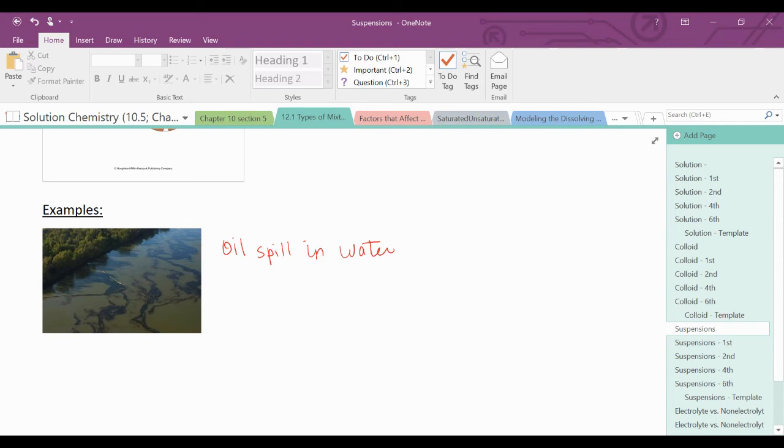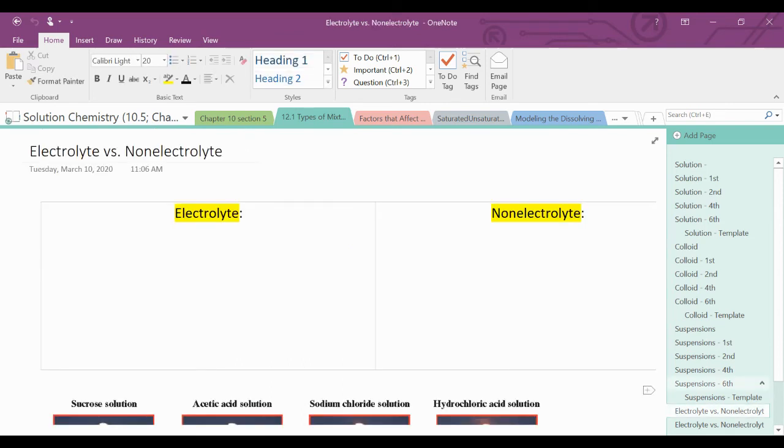Okay, and then there's one other type of vocab words that we want to talk about in this section, and that is the term electrolyte and non-electrolyte.